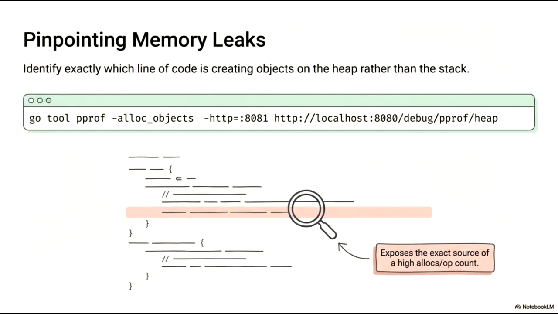To effectively pinpoint memory leaks, it is essential to identify which specific lines of code are allocating objects on the heap rather than the stack. By utilizing the go tool pprof with the -alloc_objects flag, as shown in the command here, we can generate a profile and view it in an interactive web interface. This approach exposes the exact source of a high number of allocations per operation, allowing us to scrutinize the source code and identify the precise location where optimizations are needed to reduce memory pressure.